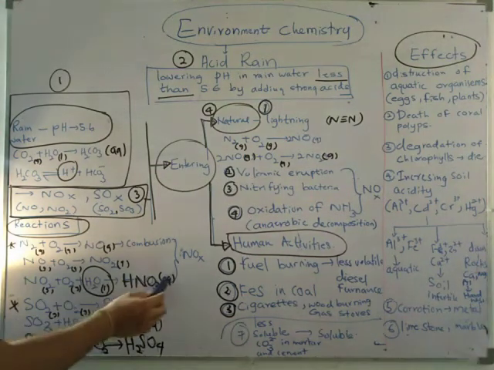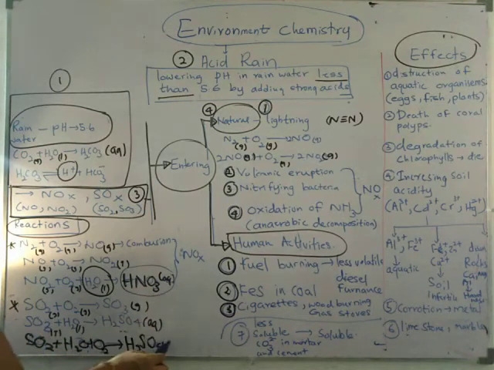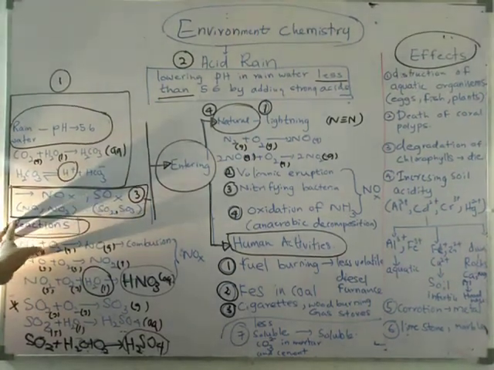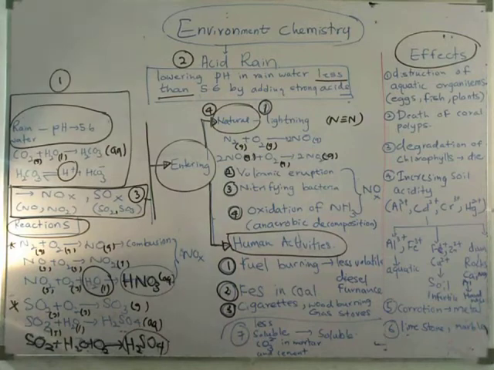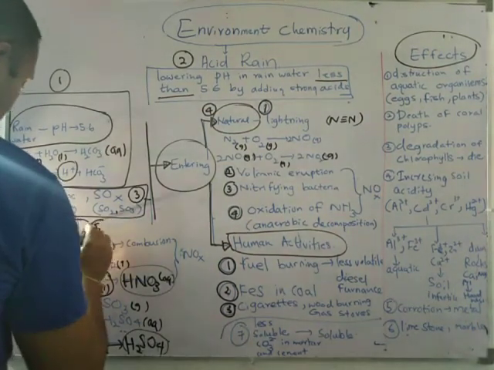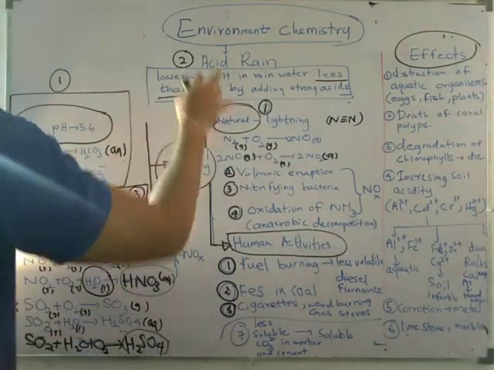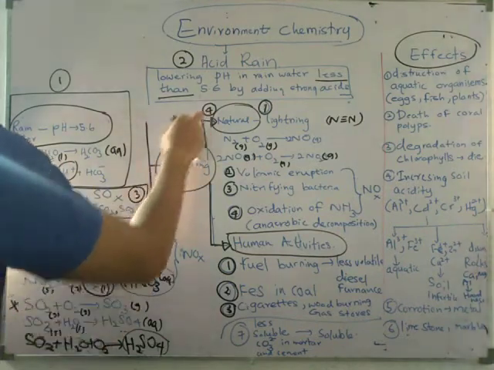So these ones, HNO3 and H2SO4, we know that they fully dissociate to form H+. So the pH of the rainwater drops and forms acid rain. Okay? Right, that is the reactions. That is the fifth thing that we should know. First one, 2, then 3, 4, 5.